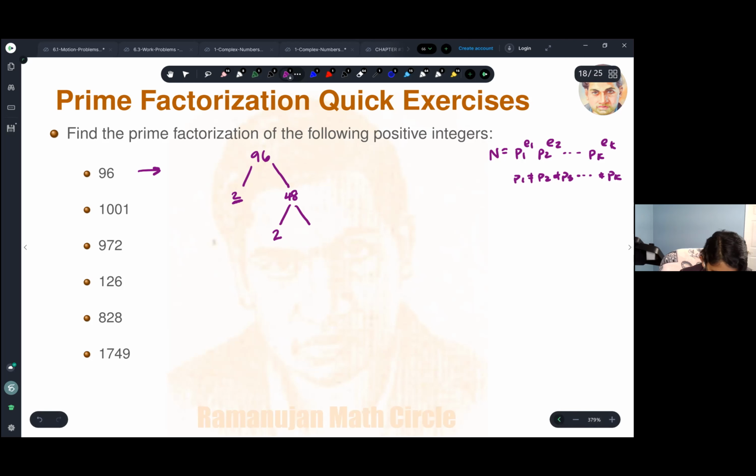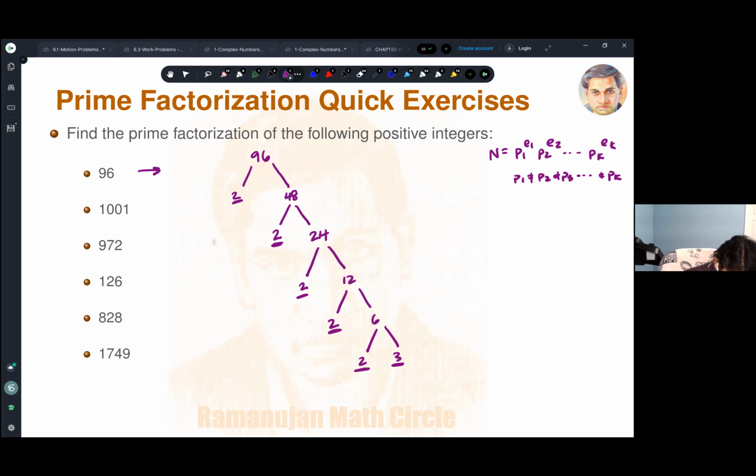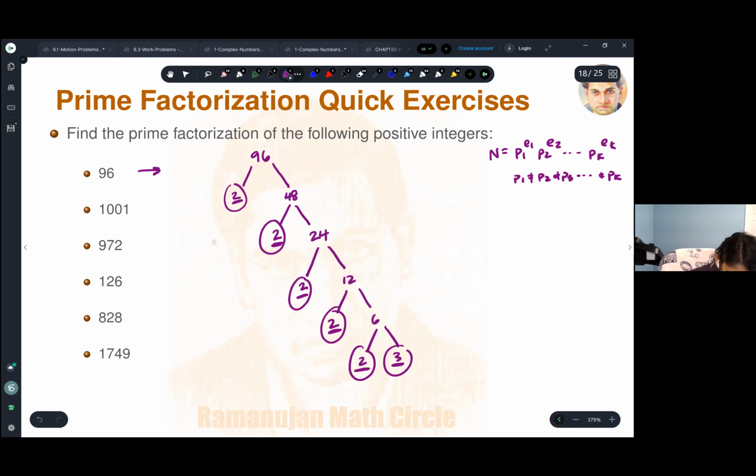48 is evidently divisible by 2 as well, so you split it into 2 and 24. 24 is also divisible by 2, so you split it again, and it's 12. This is divisible by 2 again, so it is 12, then 6. And now it's 2 and 3, so both of these are prime. Now whatever is underlined, you go and circle those.